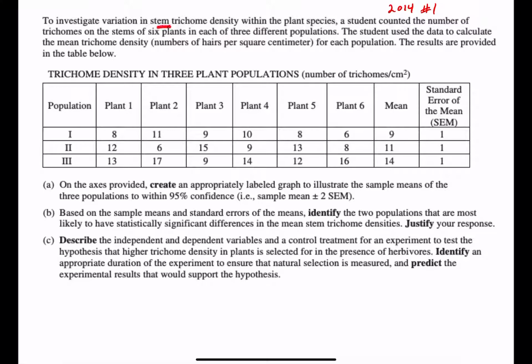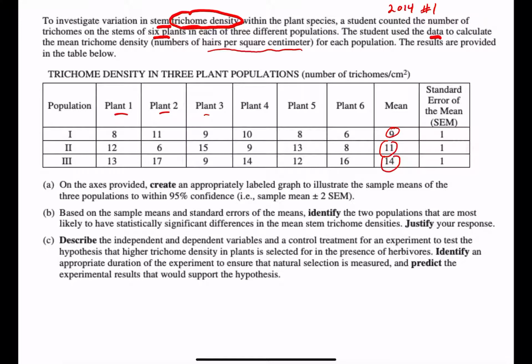It's talking about stem trichome density. Trichomes are just these things that are attached on the plant. A student counted the number of trichomes on the stem of 6 plants in each of the 3 different populations. The student used that data to calculate the mean trichome density, so those are the number of hairs per square centimeter, for each population. So plant 1, 2, 3, 4, 5, 6, so 6 plants. They took the mean trichomes of each, and then they calculated the standard error of the mean.